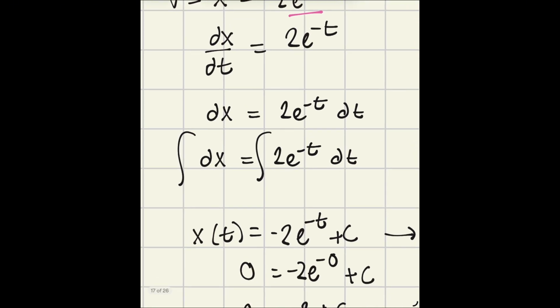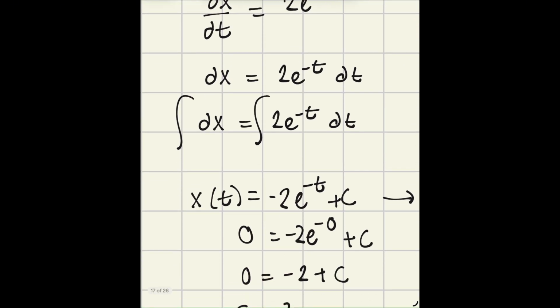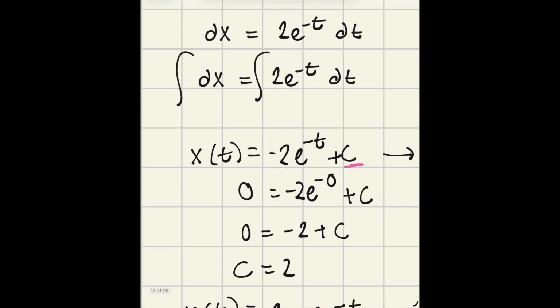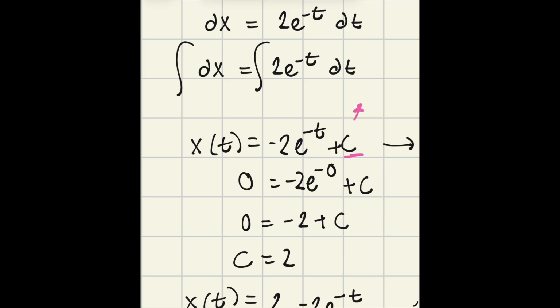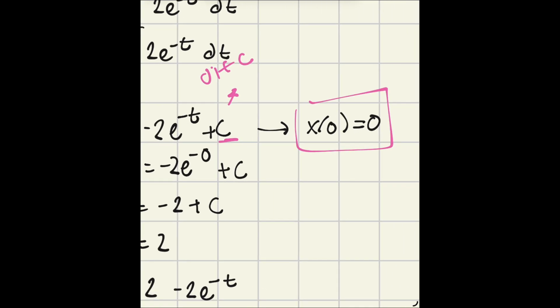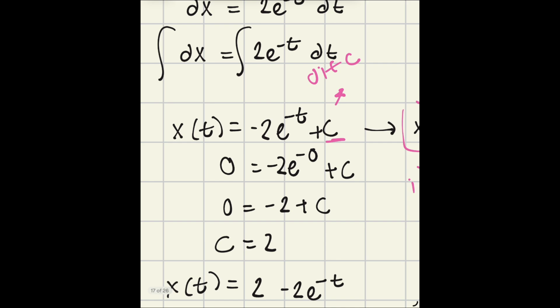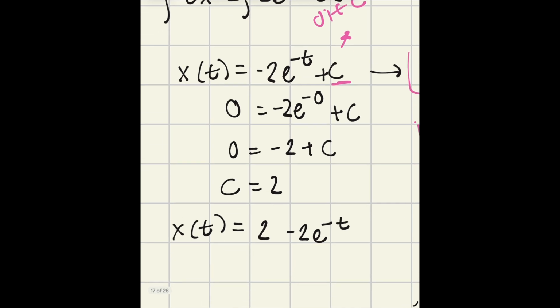And then you'll see that we get that x of t is equal to negative 2 e to the negative t plus c. And now we're going to use our initial condition once again. So x of 0 is going to be 0, right? From the statement that we defined earlier. And then we get that c equals 2. So we have x of t is equal to 2 minus 2e to the negative t.